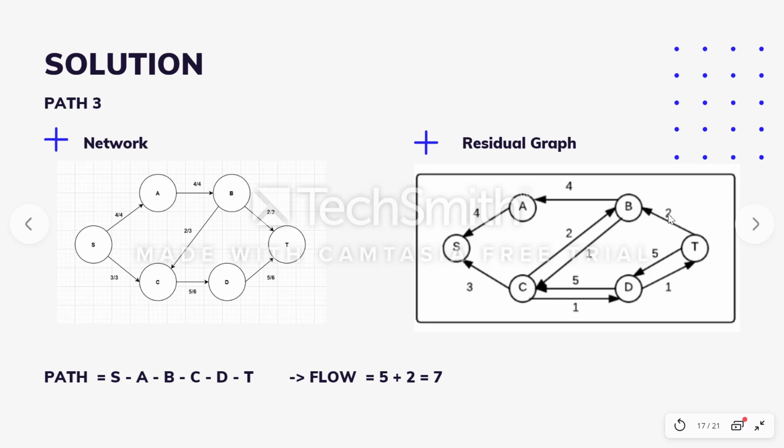Since there is no possible way that we could get from T to S, we will just stop here, and the resulting maximum flow that we could get from this graph is 7.